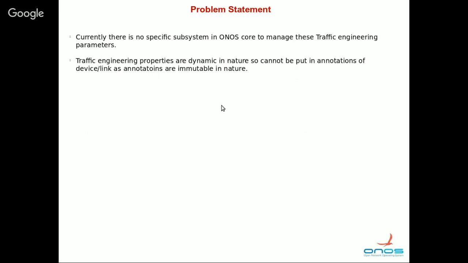Okay. So the current problem is that there is no specific subsystem in ONOS core to maintain this traffic engineering information. And one more thing is that these traffic engineering properties are dynamic in nature. For example, there can be some other control unit which configures the network. For example, some administrator can directly connect to the devices and change the color or something. So these updates keep coming to the controller, and we need to keep updating the information in the controller as well.